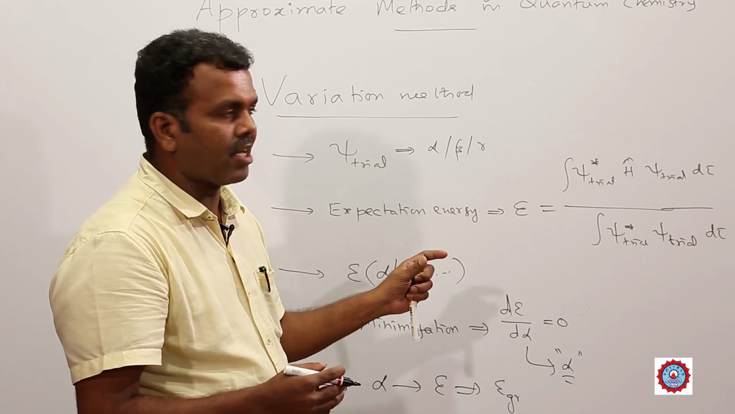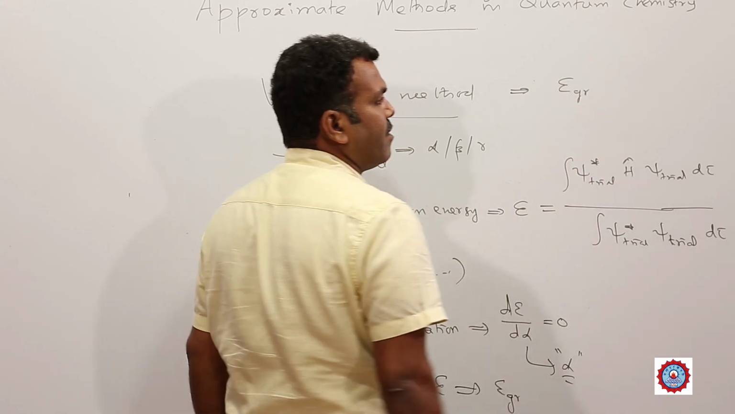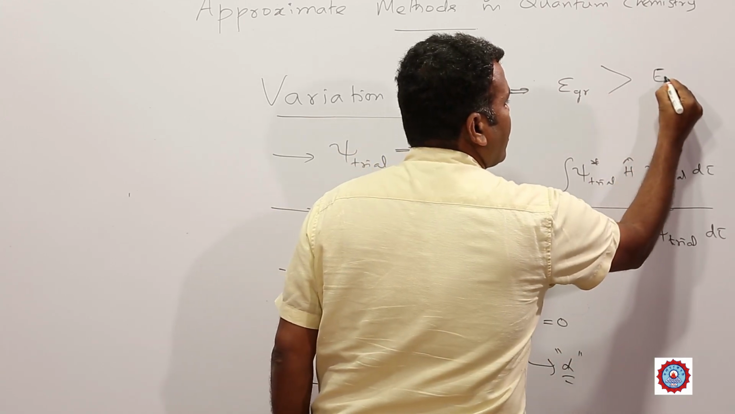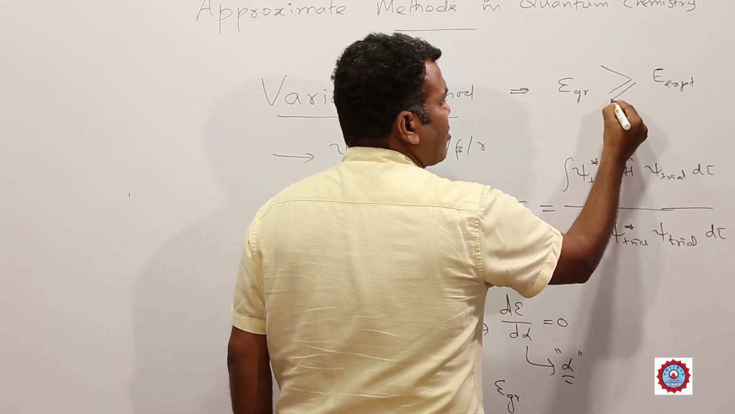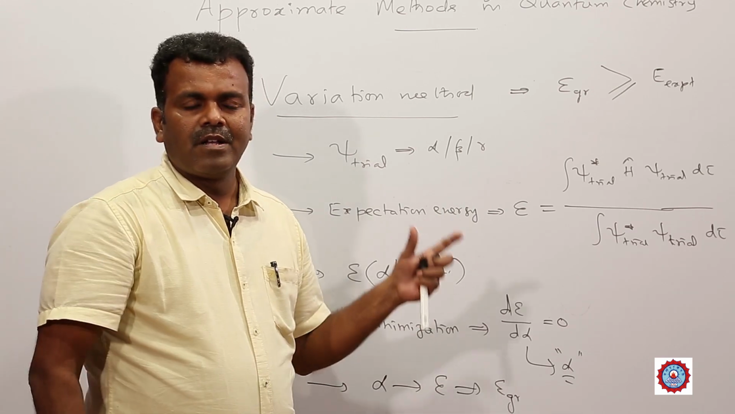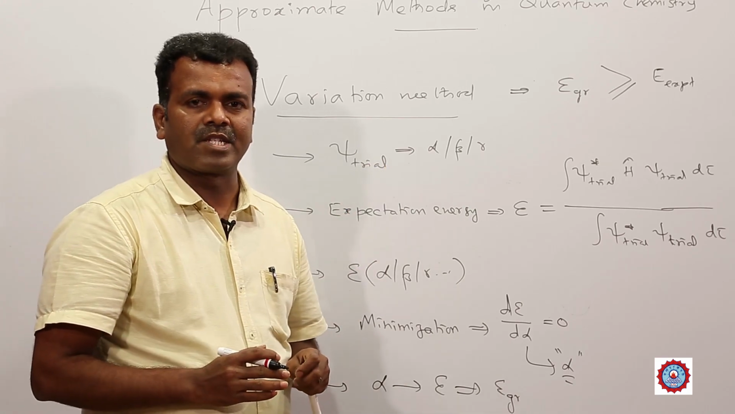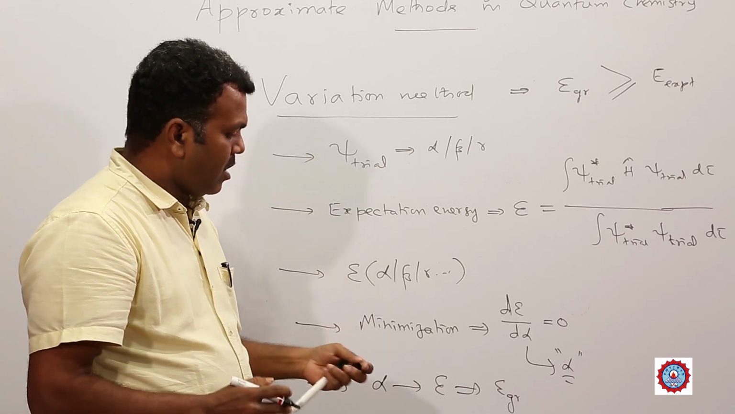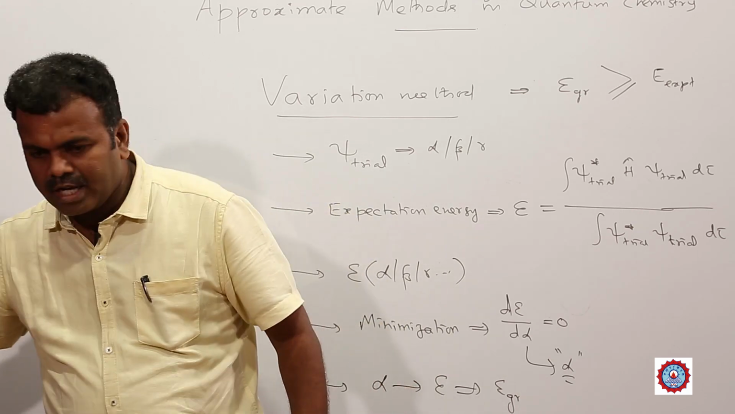According to the variation theorem, the ground state energy calculated from the variation method will be greater than the experimental ground state energy. Very rarely will it be equal to the experimental value. When will we get the exact value? The exact value is possible only if the trial wave function is the exact wave function for the system. So, these are all the steps we should follow in the variation method. Now, I will show you how to apply the variation method with an example.